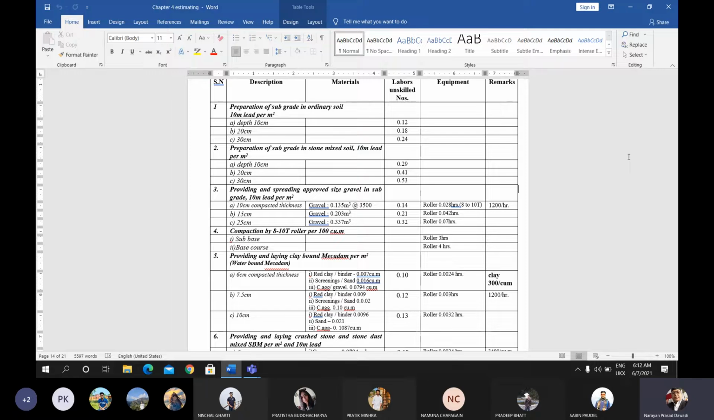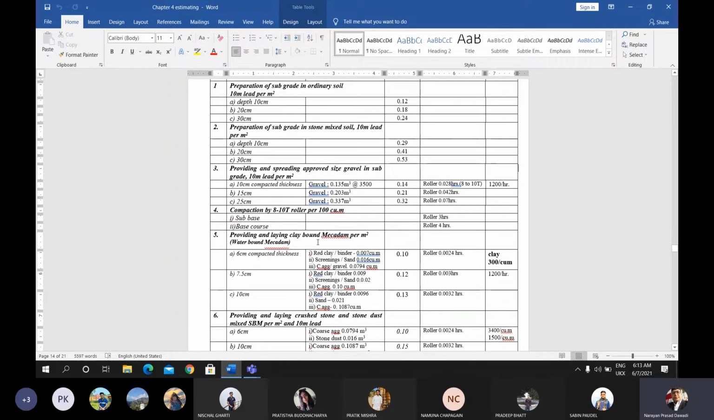Subbase and the base course may be provided with gravel 10 centimeter thick, 15 centimeter thick, and 25 centimeter thick in this way. And if you are provided that, the roller can be used for the compaction purpose. For the compaction of 100 cubic meter of the material laid over the base course or subbase course by the roller, the requirement of roller will be 3 hours for the subbase course, and for the base course it is 4 hours. This is only the compaction, so the item number 4 is not necessary.